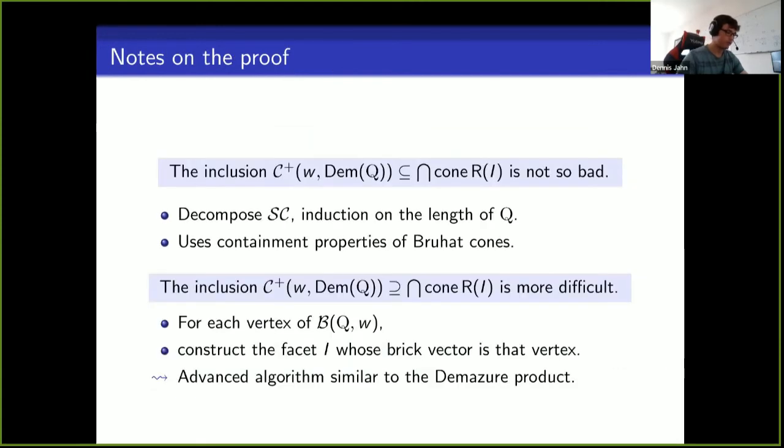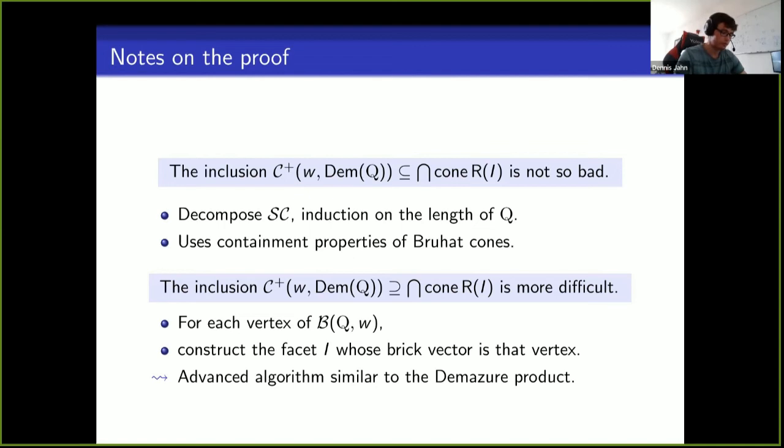Okay, I want to talk very quickly about the proof of this statement. The forward inclusion is not so bad. Subword complexes can be decomposed into smaller subword complexes, and then you can do some induction on the length of the word Q. And when you put those back together, you have to track what happens to the root configuration and what happens to the Bruhat cone. And this is, for example, a point where we use these inclusion statements that you hopefully did not read some slides ago. The other direction is more difficult.